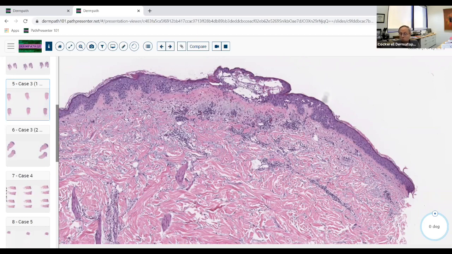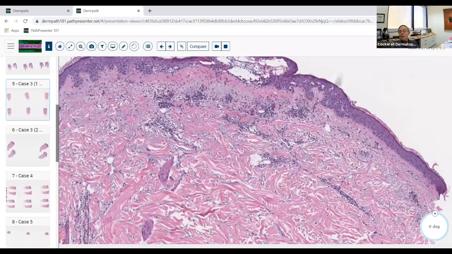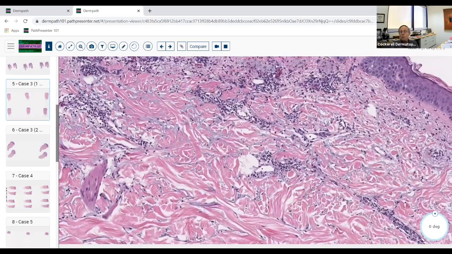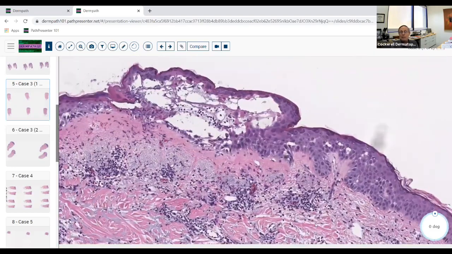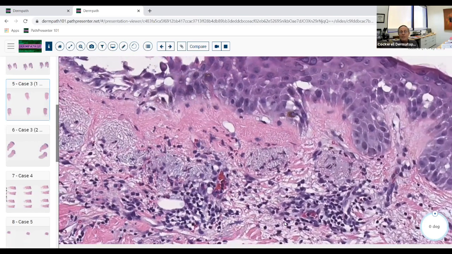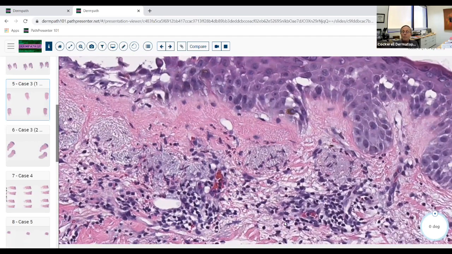So we used to call Grover's disease transient acantholytic dermatosis. We now know that it's not transient. A lot of patients will have the disease for many years. I've had patients, I've been following in my clinic now for years. The infiltrate also is often lymphocytic, but you very commonly see some eosinophils in this biopsy here.